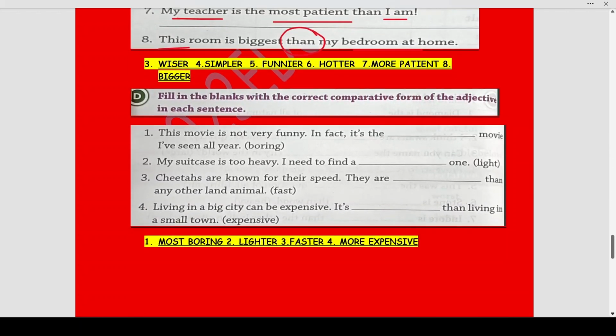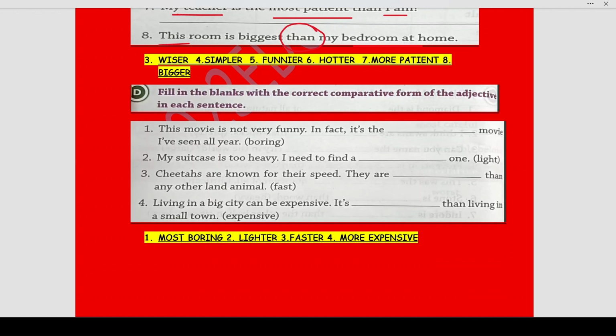Next, fill in the blanks with the correct comparative form of the adjectives in each sentence. This movie is not very funny. In fact, it's a dash movie I've seen all year. It's the most boring movie. Why most? Because we are comparing one movie, this movie, with all the other movies that I've been seeing all throughout the year, more than two movies. So we will use the superlative degree. Superlative degree of comparison is used here. That is most boring.